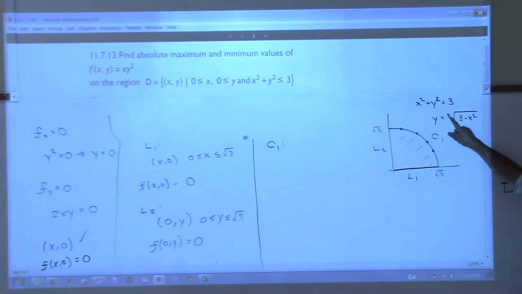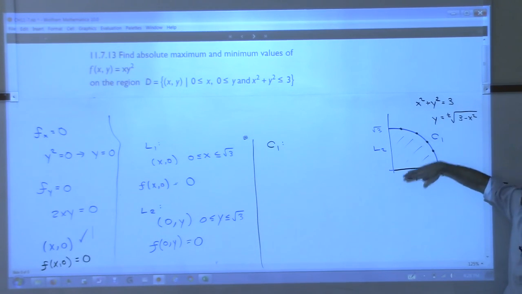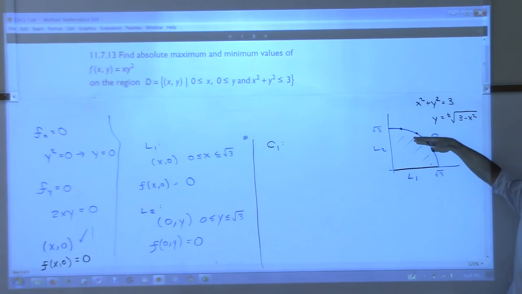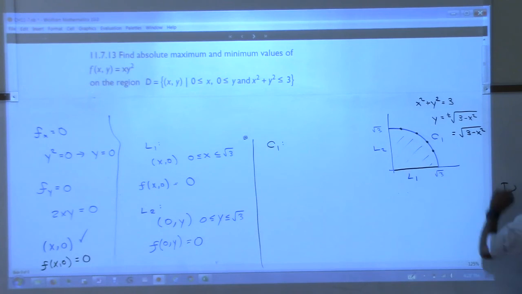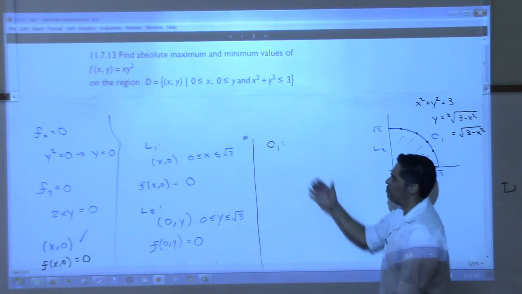Now, it can't be both plus and minus. But it's your y-coordinate, and we're above the x-axis, so it can't be the negative. So we'll chunk the negative. It's the positive, right? So what do all points on C1 look like then?